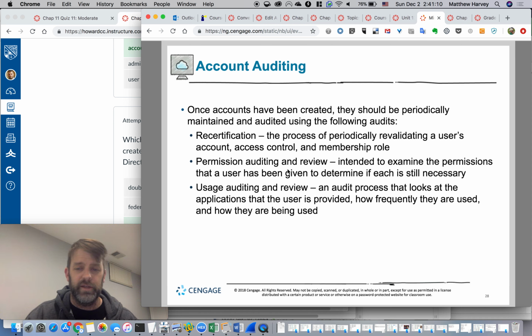The usage auditing means just looking at what they have been using. So you might find, hey, they haven't used a certain privilege or access they have in a long time. Maybe we should just take it away. They obviously don't need it. And it also can be auditing to see if that person's been accessing things that they shouldn't have, or trying to access things that they shouldn't.